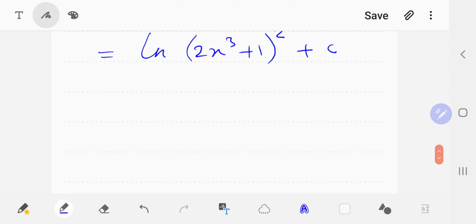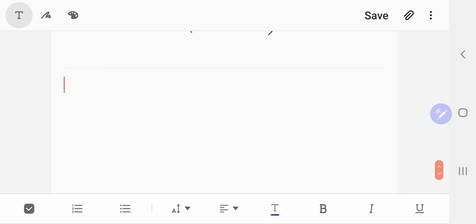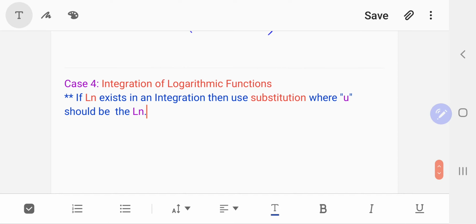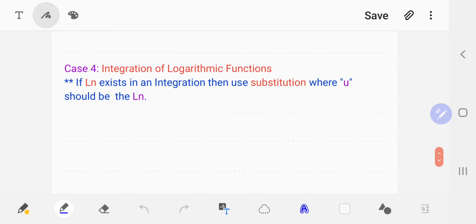Now what about the fourth case? If we have integration of a logarithmic function, what can I do? In this case, if ln exists in an integration, then immediately use substitution where u should be the ln itself. Of course, I'm going to talk about the natural logarithmic function. General logarithmic functions are not far from this, but I will keep that discussion for later on.